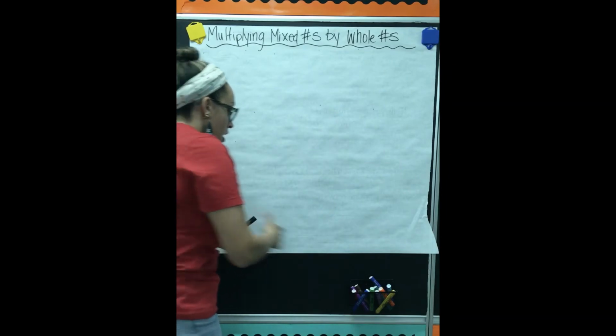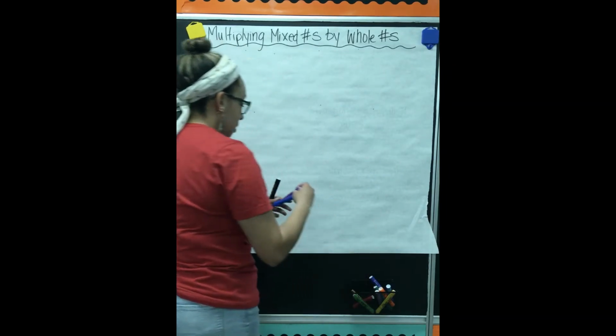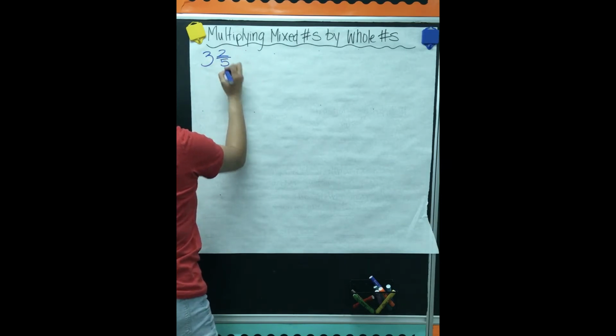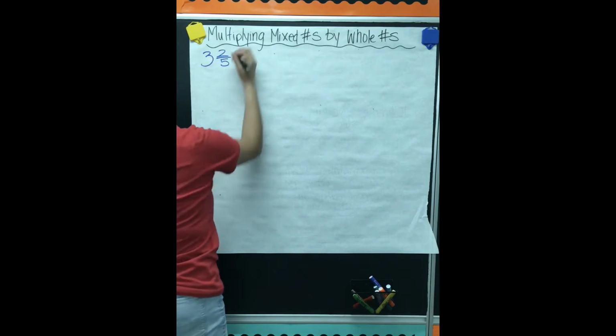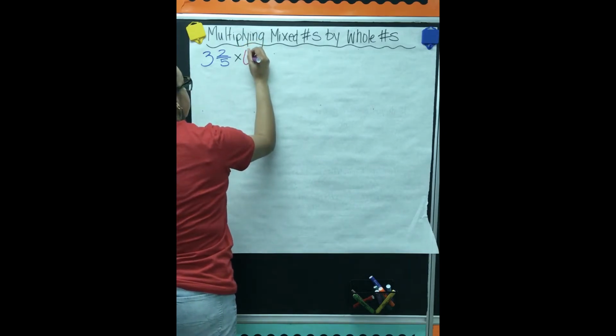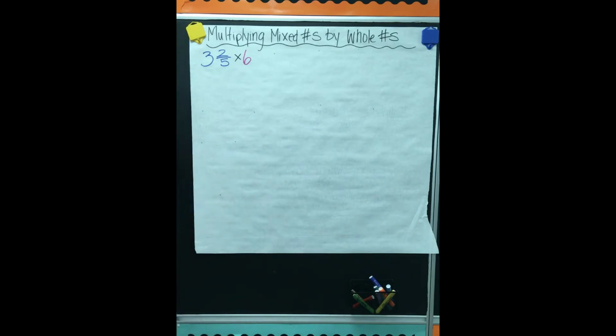So for this, our very first problem is going to be 3 2/5 times 6. So what is the very first thing that we need to do for this problem? We need to stop and we need to observe it. What do we observe about this problem? So we're looking for what is the operation, denominators, all of those types of things. So we're going to look at this problem and we're going to think, what do we observe?